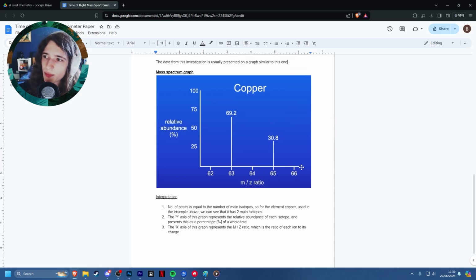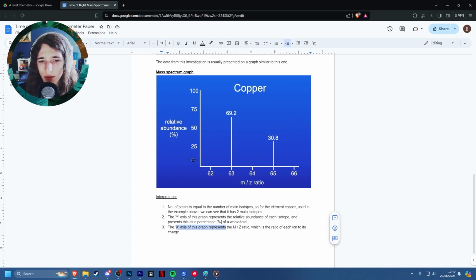And the y-axis is presented as abundance of each isotope as a percentage of a whole. So our sample that we put in is going to be 100%, if you think about it like this, and all of the isotopes added together are going to equal 100%. And that's how you check that you have counted the number of isotopes correctly. Because 69.2% of our sample is isotope A here, and 30.8% is isotope B. If you add these two together, then you get to 100%, which is our whole sample.